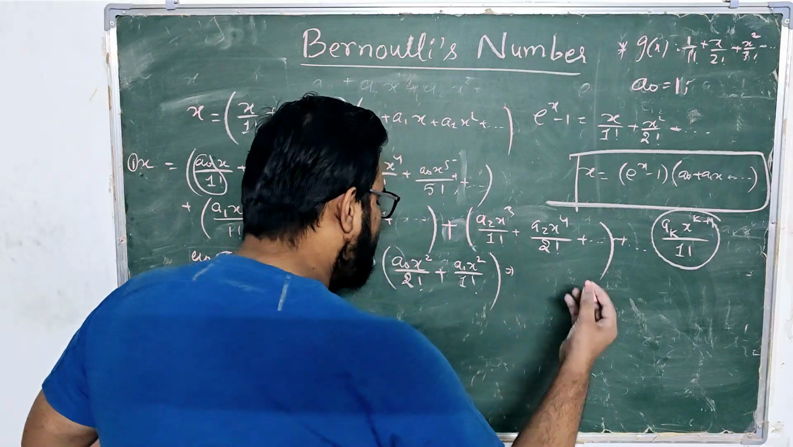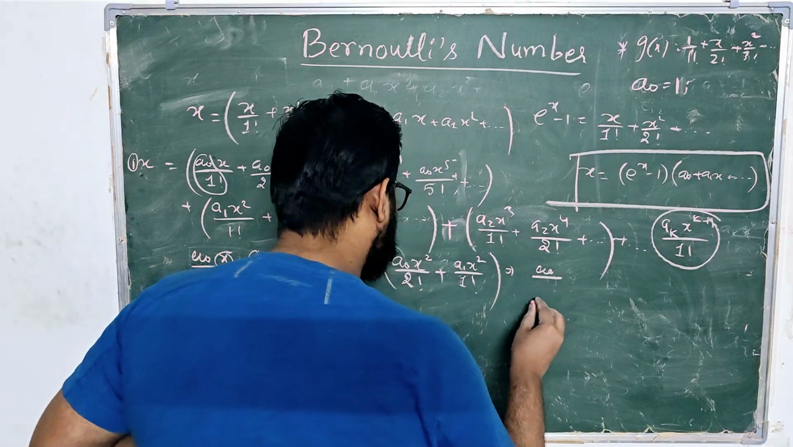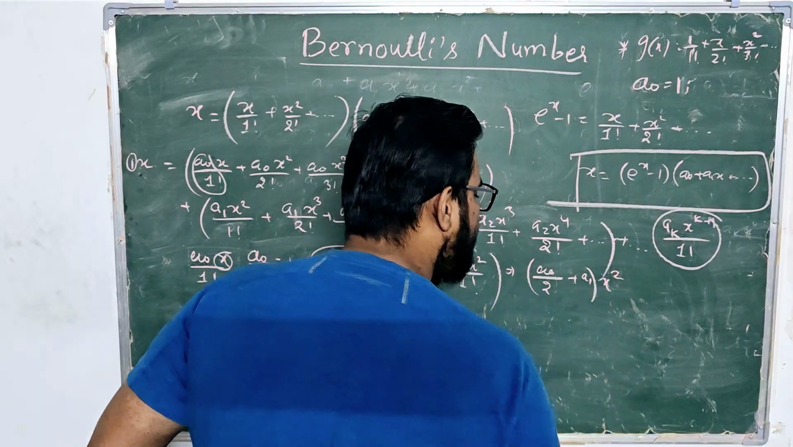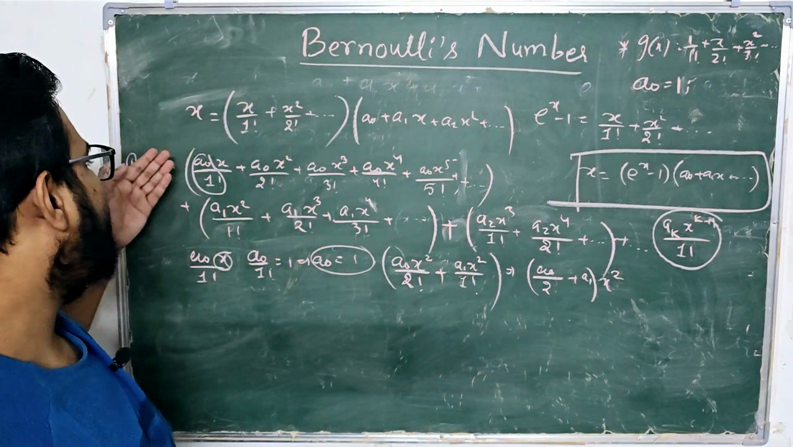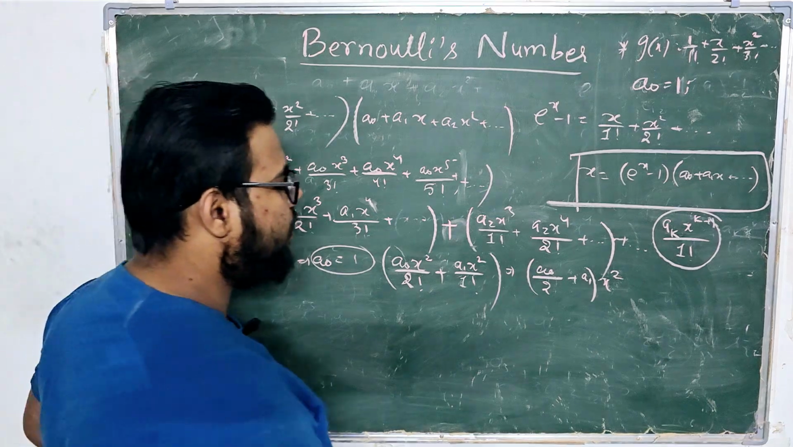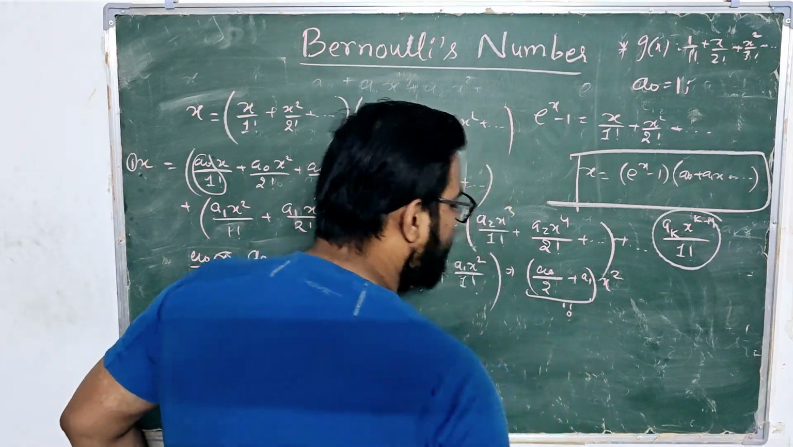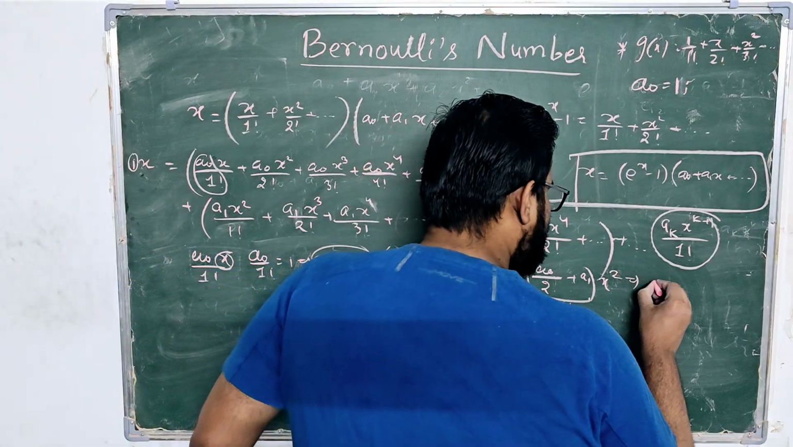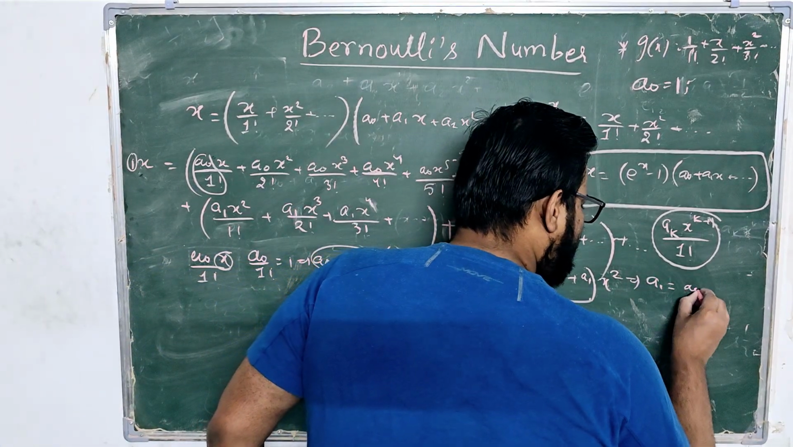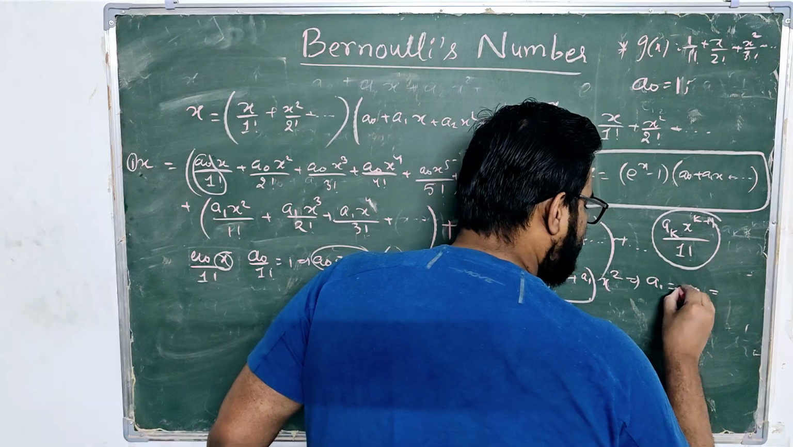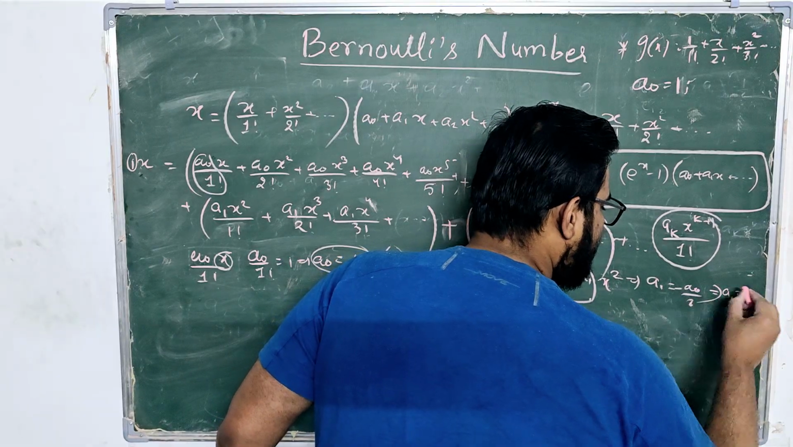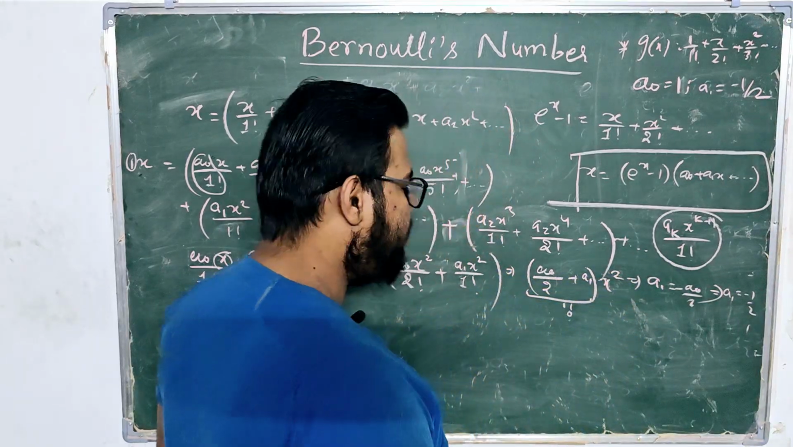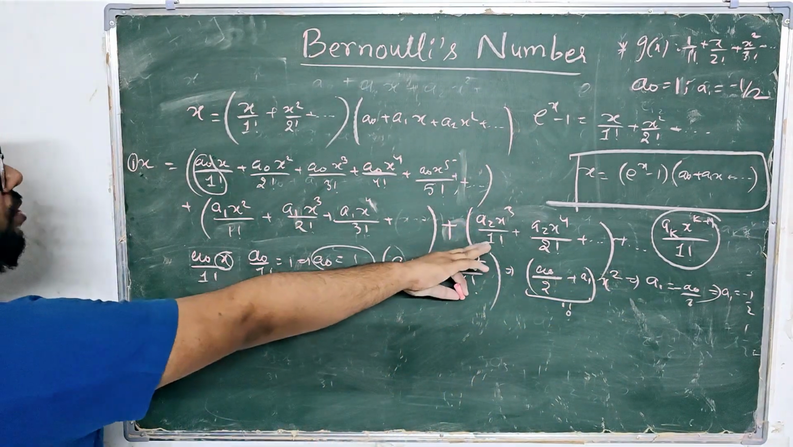Now bring x square outside, you will get a0 by 2 plus a1 times x square. Now what is the coefficient of x square on LHS? It is equal to 0, which means that this term should be equal to 0. Then only this expression will be forever true, right? So we will get a1 is negative a0 by 2. So we get a1 is equal to negative 1 by 2. So a1 is negative 1 by 2. Correct? Okay. Now similarly, let's solve for a2.